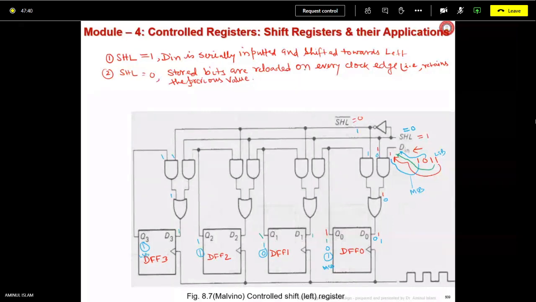If SHL equals 0, what is happening here? Is 0 coming or not? What is coming here? Here it is 0 or not? Let me take another color. See, SHL 0 means this is 0. Is it 0 or not? Yes, sir. Whatever the input D in is, it is 0.